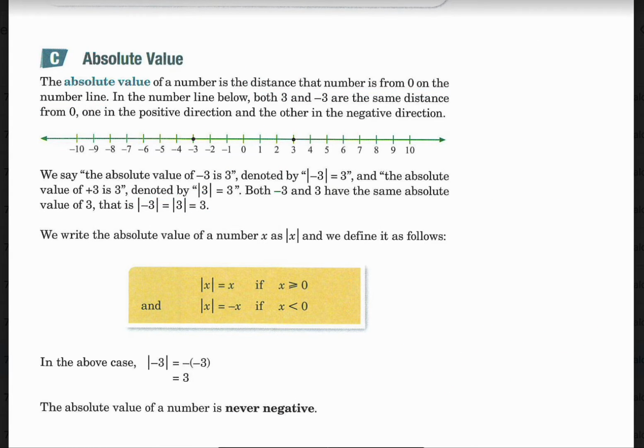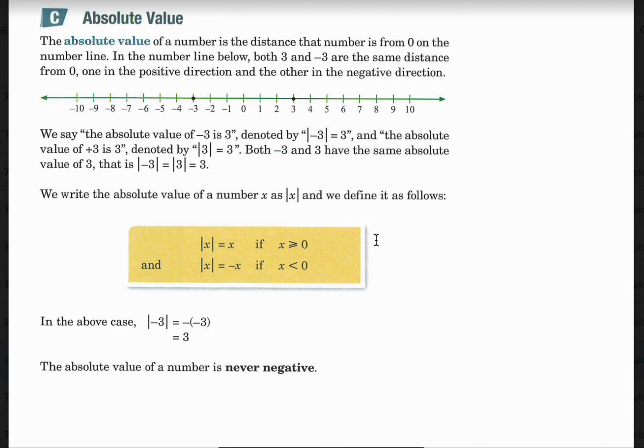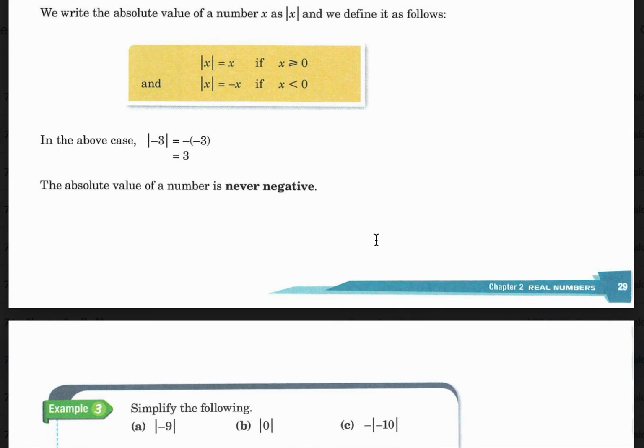All right, let's move on then. Let's take a look at this example down here. They want us to simplify the following. Part A is asking you for the absolute value of negative 9, because remember we're lazy, we just put it between the bars. You get what we mean. Part B is asking for the absolute value of 0. Part C is asking for the negative absolute value of negative 10. Pause the video and try it on your own first.